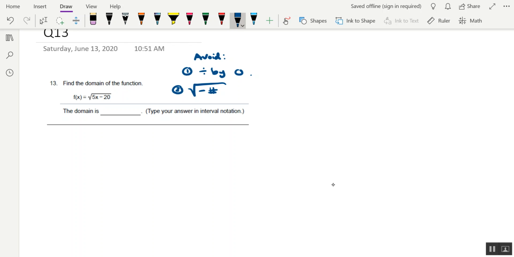So if you look at condition one, there's actually no possibility of dividing by zero since x is not in any denominator whatsoever in the function f of x equals square root of 5x minus 20. But we are seeing an even index radical, in other words, a square root symbol. So it's possible that we might have some values of x that make the inside a negative number.